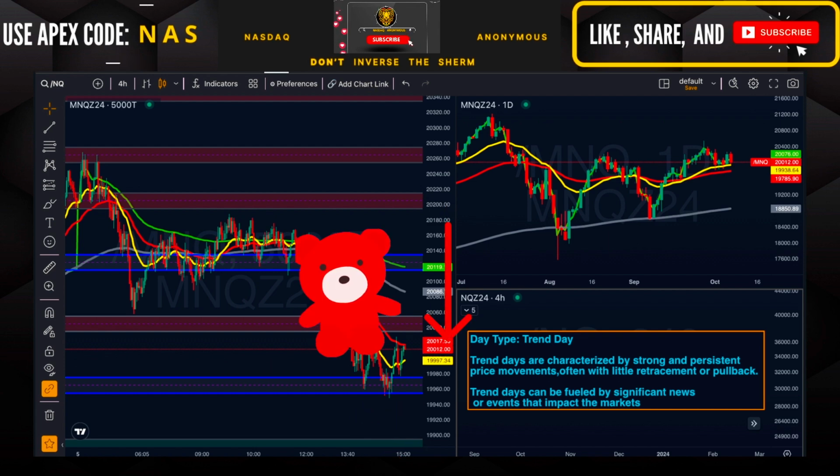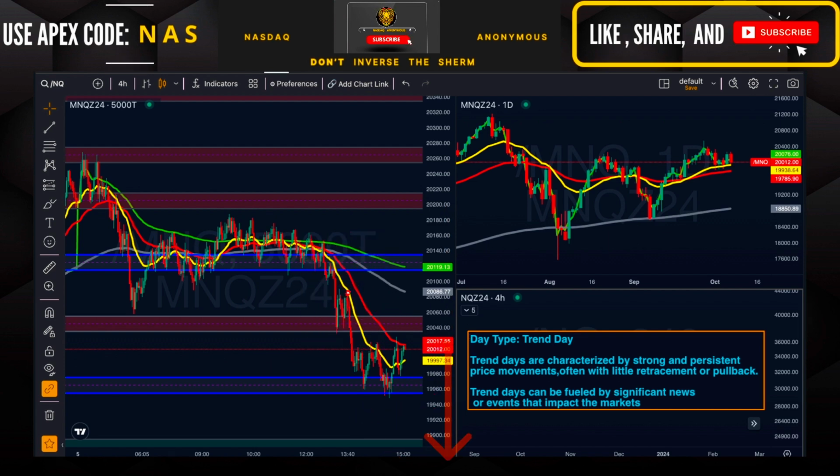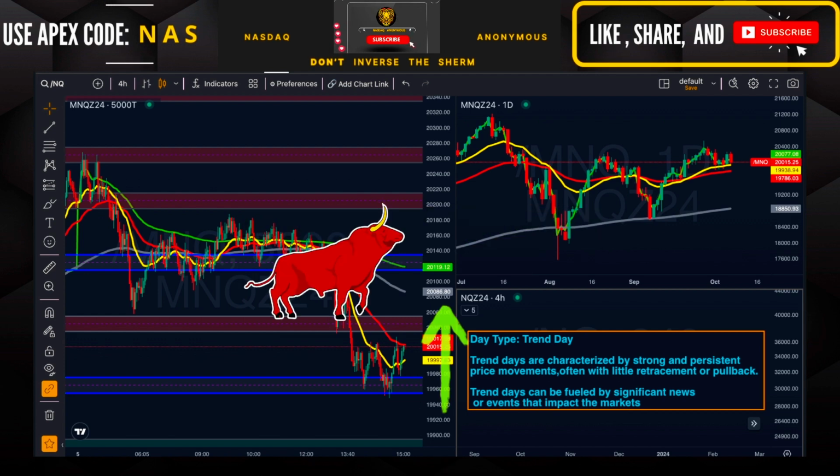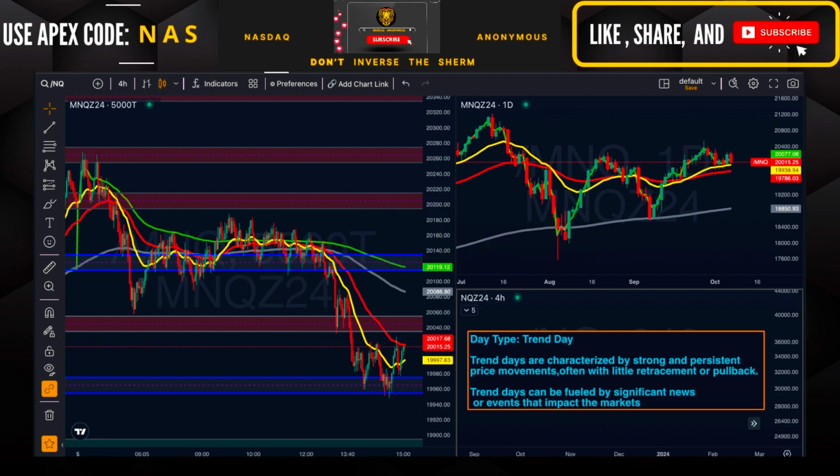However, if the bears can maintain their control overnight, then I'll be watching the reaction when price retests a level at 925. Because this is the level where the bulls found support, and we saw a move all the way up to 263 from this level. And a failure from the bulls at this level could result in price trading back within a range between 890 and 870.